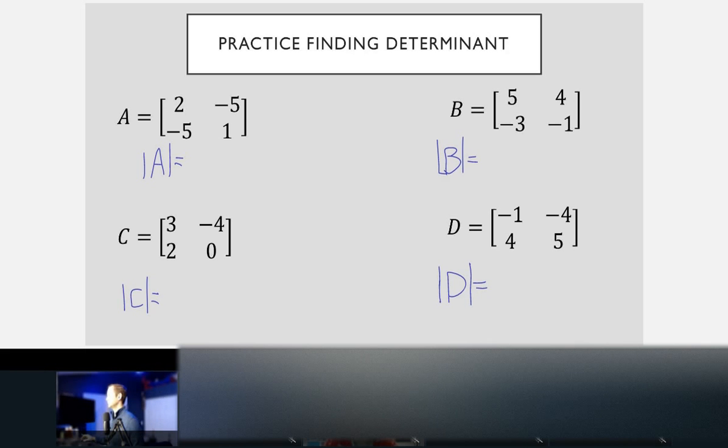Grady says negative 27. Anybody else? We got another negative 23. More negative 23s. Looks like mostly people saying negative 23. So we got 2 times 1 is 2, minus negative 5 times negative 5, which is positive 25. And then 2 minus 25 is negative 23. Yeah, I agree with that.